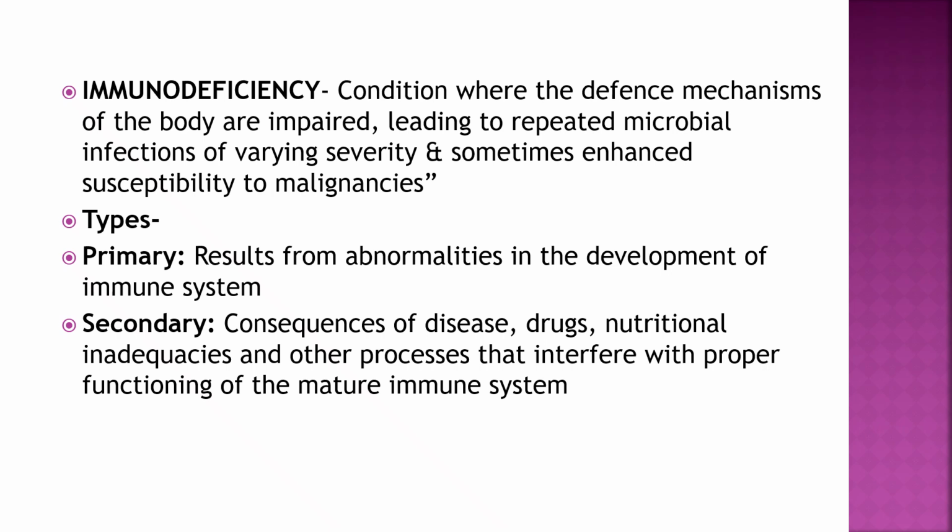So there are two types, primary and secondary. Primary results from abnormalities in the development of the immune system. Secondary are consequences of disease, drugs, nutritional inadequacies, and other processes that interfere with proper functioning of the mature immune system.